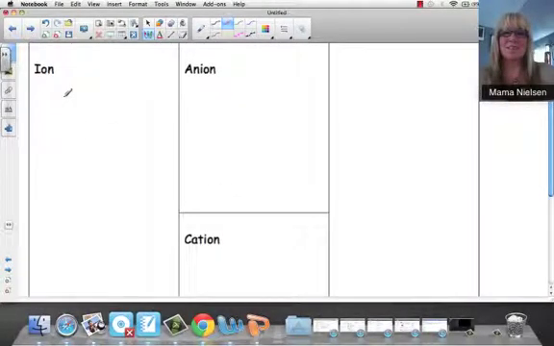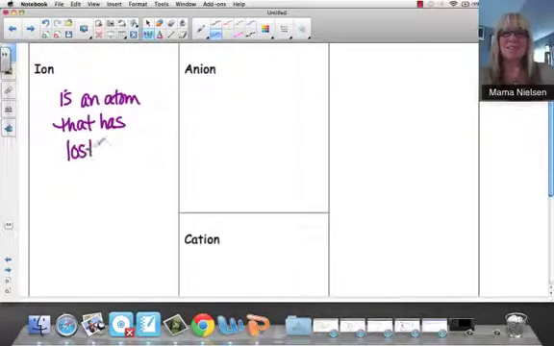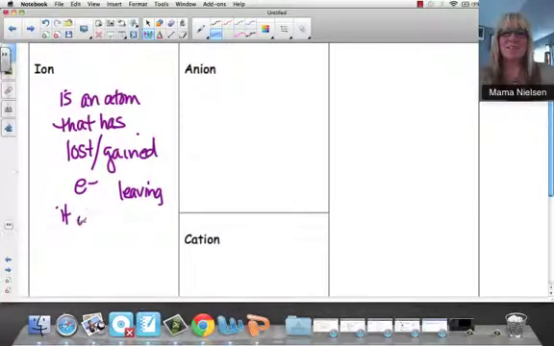So how does that differ from an ion? Well, an ion is an atom that has lost or gained electrons, leaving it with a charge. And that's what forms the ion.